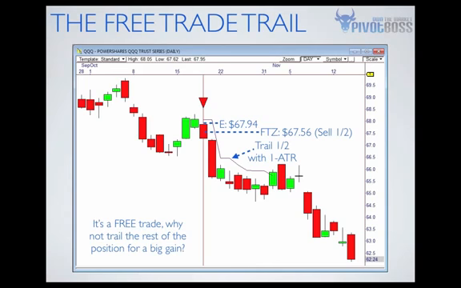What about the free trade here? We talked about the free trade. Well, this is the same free trade example we talked about, but how about we scale out of that first half and then trail on the second half, right? It's a free trade. Why not trail the rest of the position for a big gain? So, whereas before we had a normal light target somewhere in the bottom portion of this bar, we were able to hang in for a little bit more gain. Not a whole lot, but at least we were in the move for potentially a bigger gain.